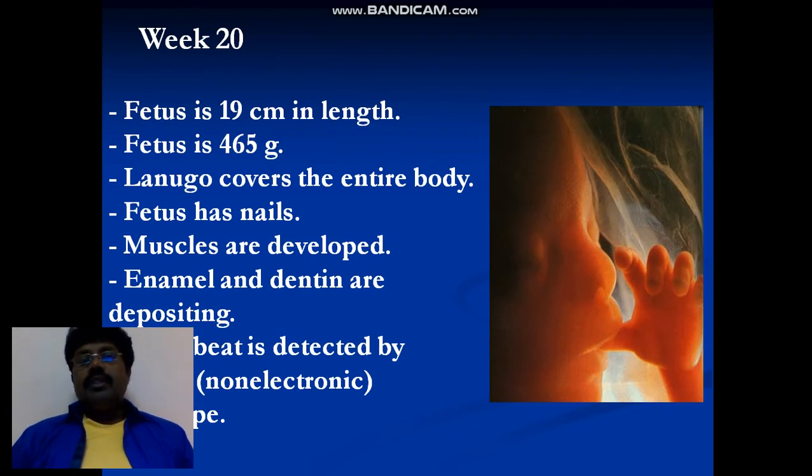Week 20, the fetus is 19 centimeters in length, nearly 500 grams, that is 465 grams weight. Lanugo covers the entire body. Lanugo is the soft first hair that appears on the skin. This is present on the entire body.